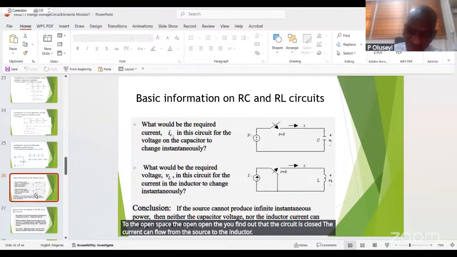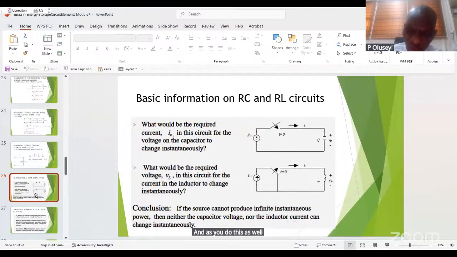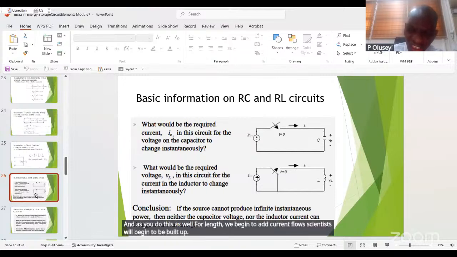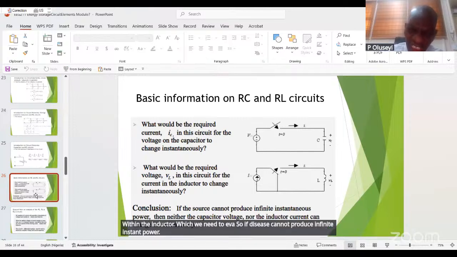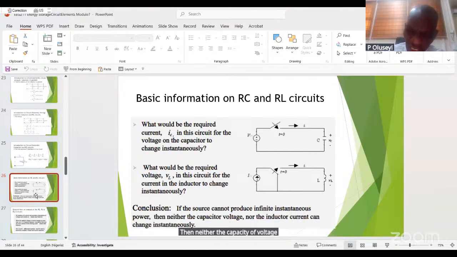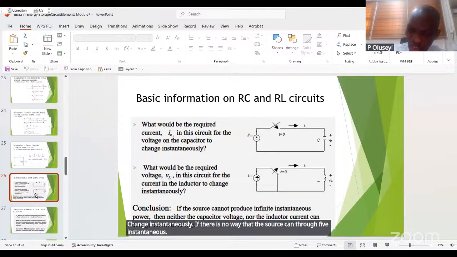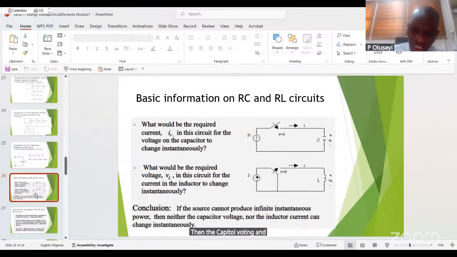And as you do this, as current flows, charges will begin to build up within the inductor, which will lead to a VL. So if the source cannot produce infinite instant power, then neither the capacitor voltage nor the inductor current can change instantaneously. There is no way that the source can provide instantaneous power, so the capacitor voltage and the inductor current cannot change instantaneously.